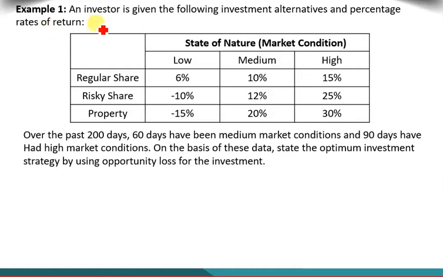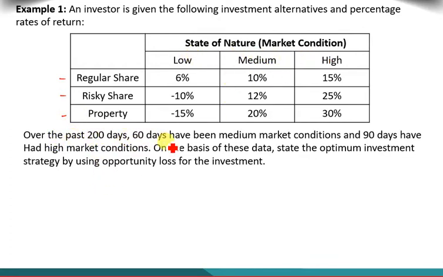So now it is again the same question, same table, but the question is different. There is an investor who wants to invest in regular share, risky share, or property, with these three market conditions: low, medium and high. Now see what is given.